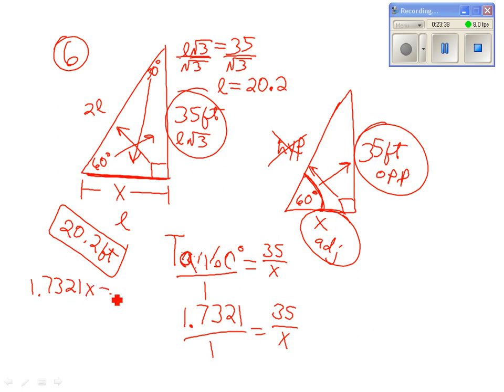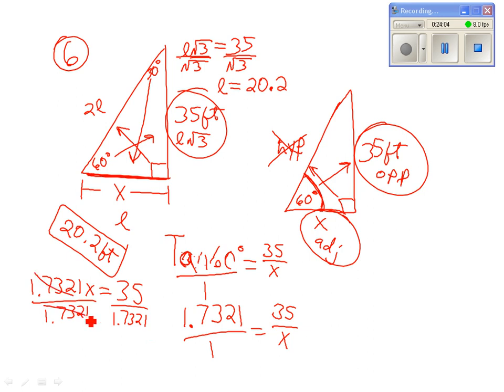1.7321 times X equals, I'll let you guys do this one. 35. Oh, 35. Thought I'd make you look smart today. Now what? Divide by this one. Can we do 35 divided by the square root of 3? Yeah, you could do that. Why is that easier to punch into the calculator? Yeah, I just did not change it. If it's easier to punch into the calculator, then yeah, go right in.